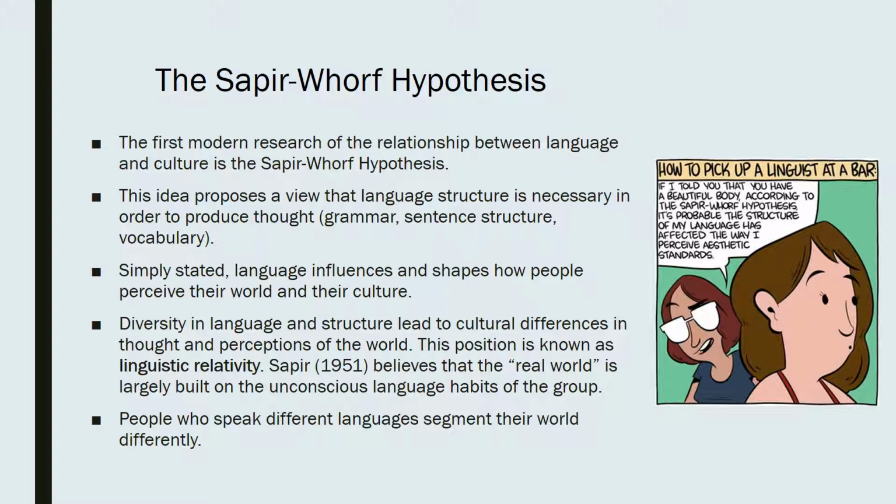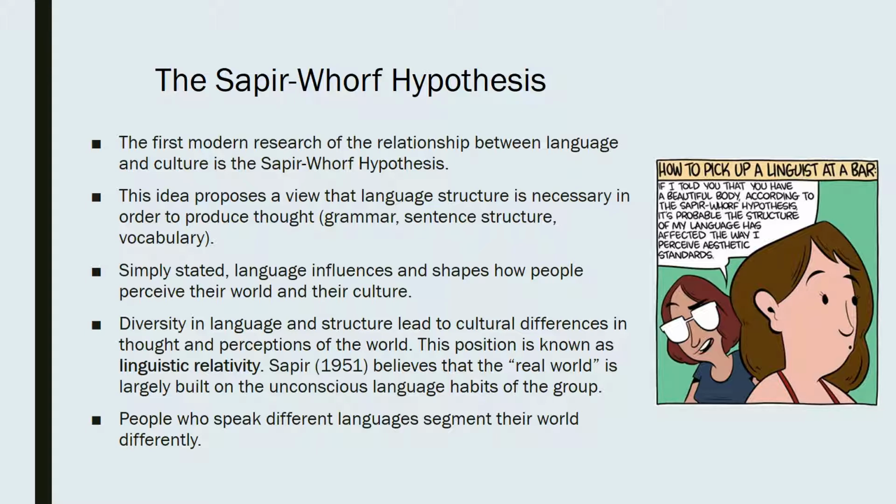Diversity in language and structure lead to cultural differences in thought and perceptions of the world. This position is known as linguistic relativity. Sapir believes that the real world is largely built on the unconscious language habits of the group. People who speak different languages segment their world differently.